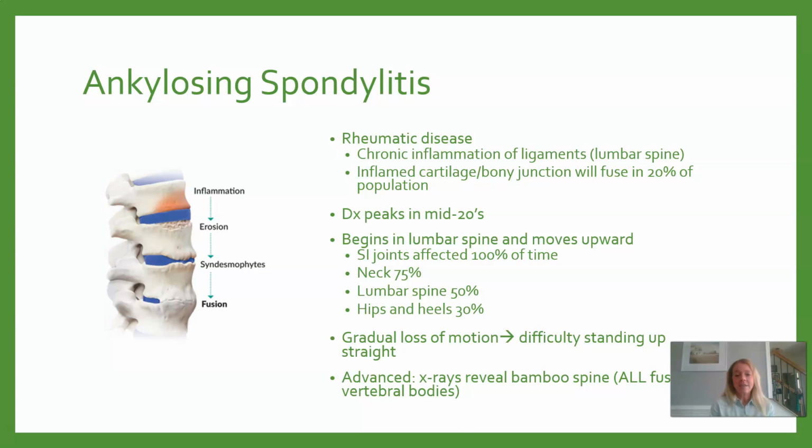The neck is affected 75% of the time, the lumbar spine 50%, and the hips and heels about 30% of the time. This will lead to a gradual loss of motion and make it difficult to stand up straight. The person tends to walk or stand with a more forward flexed posture. And again, with advanced cases of the disease, x-rays will reveal a bamboo spine, which is the anterior longitudinal ligament fused to the vertebral body. So it starts to look something like this here.